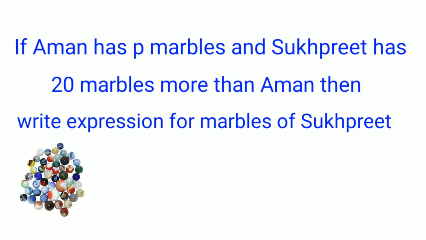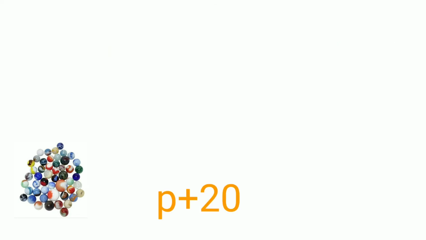Apart from multiplication, we have other operations in algebraic expressions like addition, subtraction and division. Now we take another example. If Aman has P marbles and Sukhpreet has 20 marbles more than Aman, then write the expression for marbles that Sukhpreet has. Clearly, Sukhpreet has more marbles. Means we have got the operation of addition, and the marbles of Sukhpreet will have the expression P plus 20.